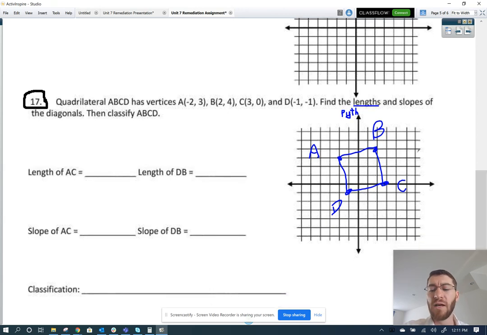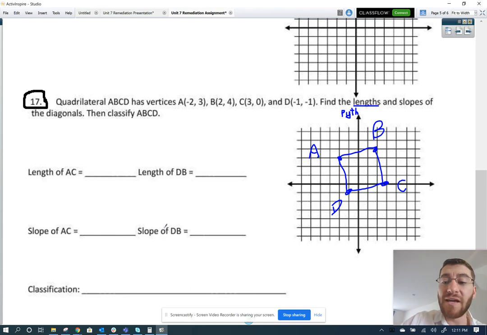And so, right off the bat, this just looks like a square. But we have to prove that. How do we prove that something is a square? We can prove that the lengths of the diagonals are congruent. We also can verify that the slopes of the diagonals are perpendicular. Okay, so that will prove that something is a square for sure.